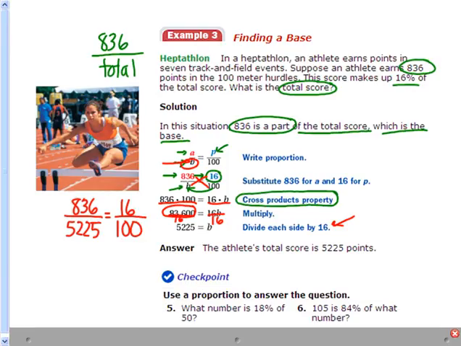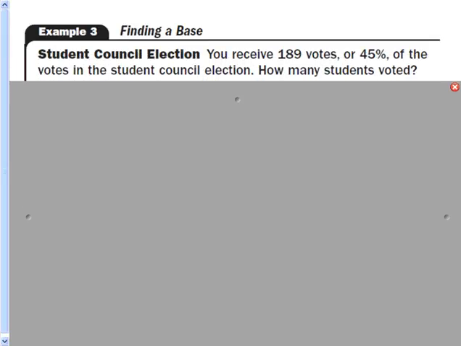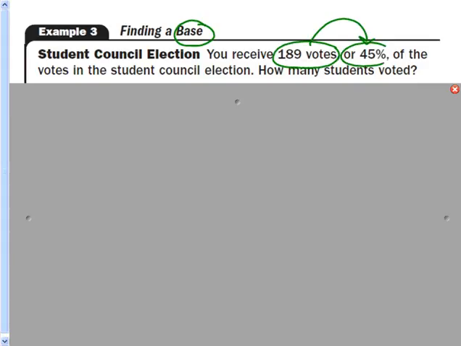Now again, there are some checkpoint questions which you could practice. So we're going to go over to our note-taking guide and see if we can use that same idea on example 3. It's about finding a base, the bottom number. Student council election, you receive 189 votes, or 45% of the votes in the student council election. How many students voted? So this 189 votes, they're saying, is 45%. We don't know how many students voted. We don't know the total number of students.